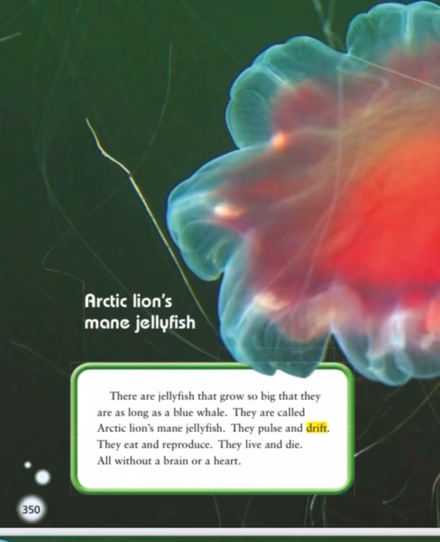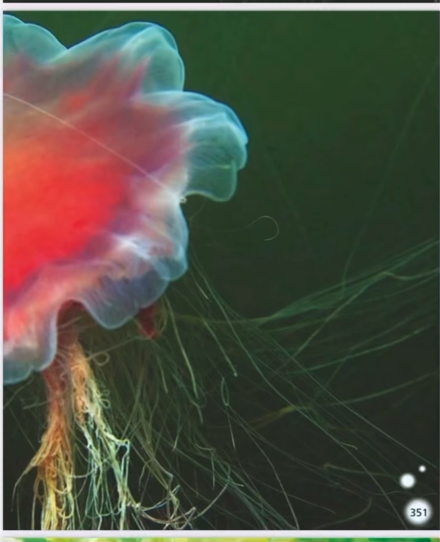Arctic lion's mane jellyfish. There are jellyfish that grow so big that they are as long as a blue whale. They are called Arctic lion's mane jellyfish. They pulse and drift. They eat and reproduce. They live and die, all without a brain or a heart.